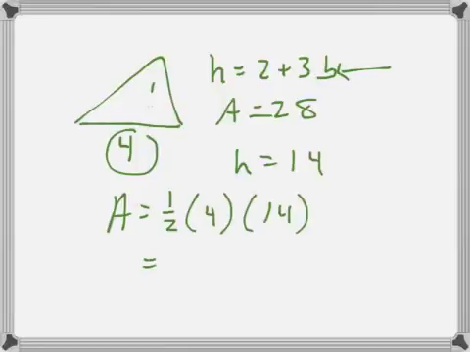Well, that's going to be 4 times 7, that is, or 2 times 14. That's going to be 28. That checks out. Yay, winner, winner, chicken dinner.